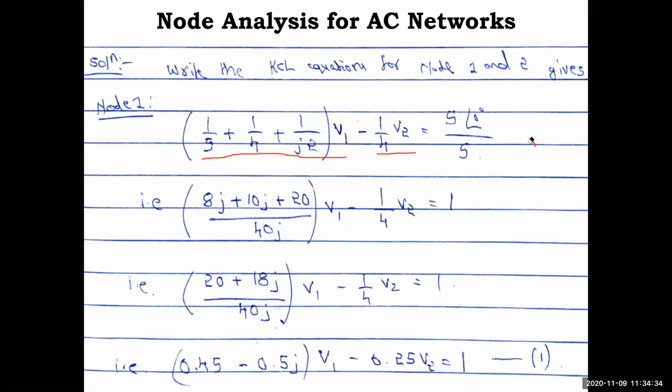5 at an angle 0 degree by 5, the 5s cancel out, so you will have 1 at an angle 0 degree. So this is now in rectangular form. Okay, so next we'll simplify.